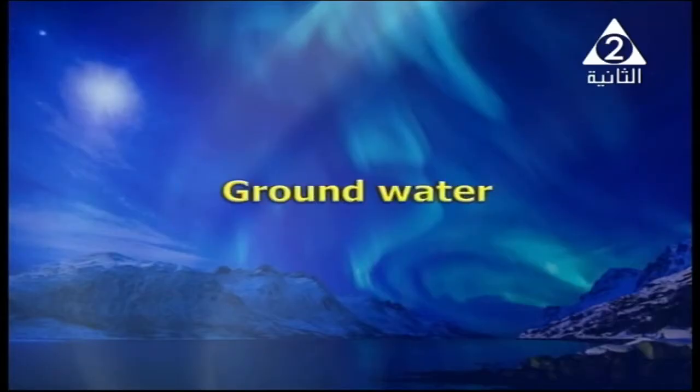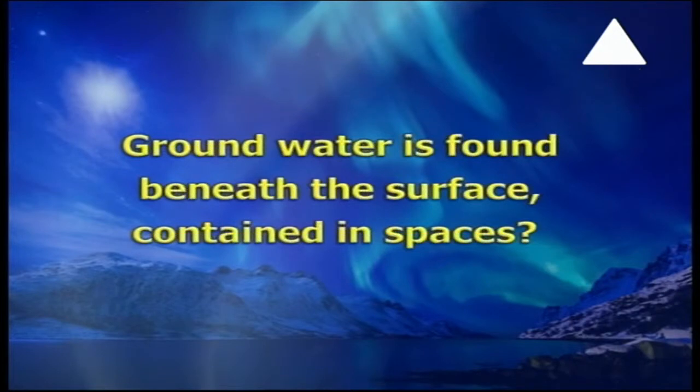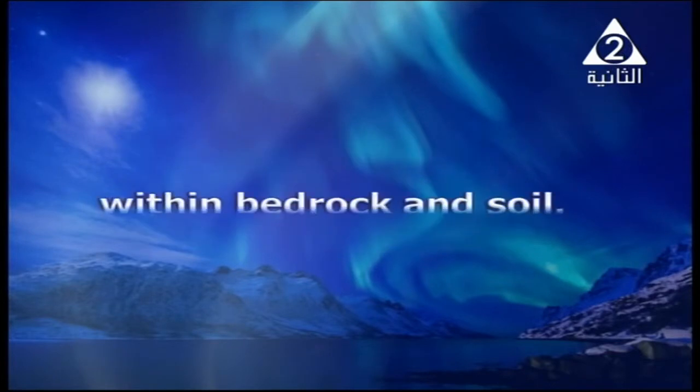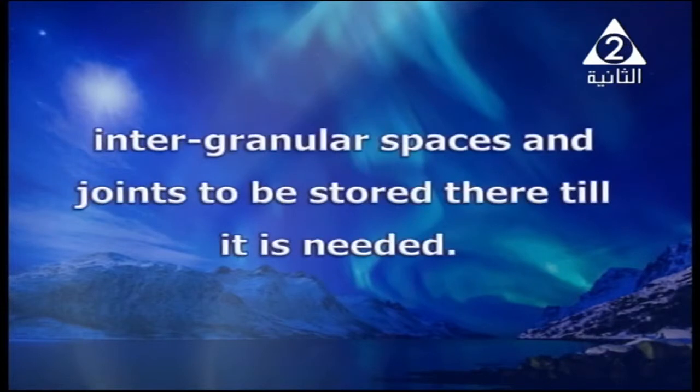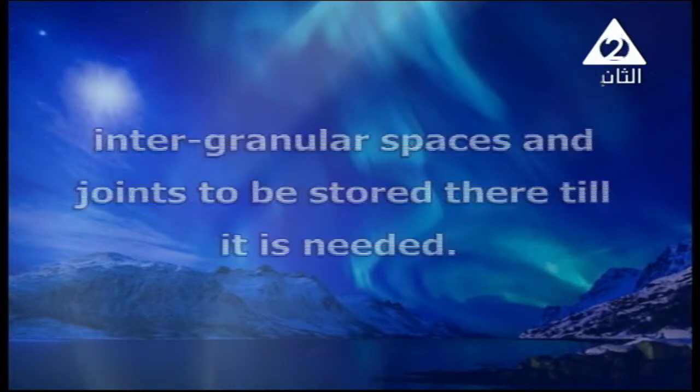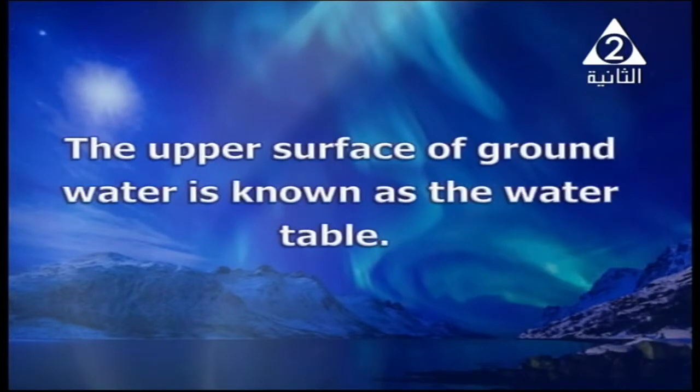Now, my dear students, let's go to another agent of weathering. It is the groundwater. Groundwater is found beneath the surface, contained in spaces within bedrock and soil. Part of the rain water falling on the ground infiltrates the subsurface rocks through the intergranular spaces and is stored there till it is needed. The upper surface of the groundwater is known as the water table.